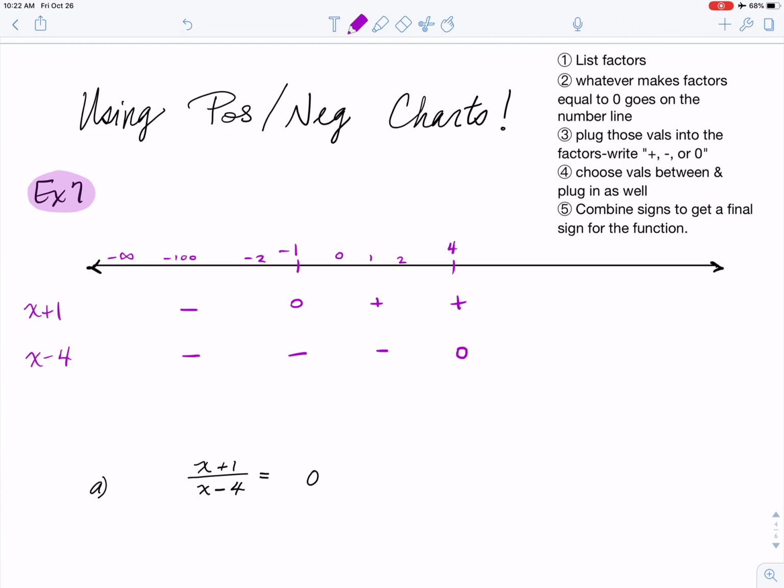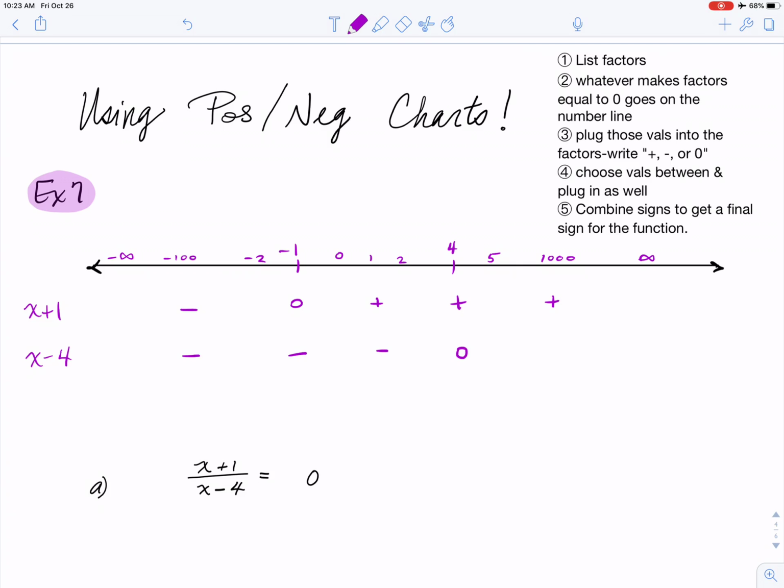Now let's go over to the right of 4. You could choose something like 5, or you could choose something like 1,000, or you could choose something like a positive infinity. Choose anything you want to over to the right of 4, plug it into x plus 1, and you're going to get a positive number.